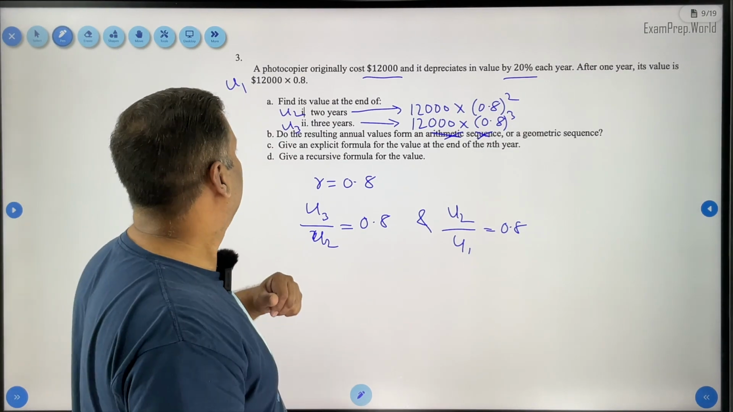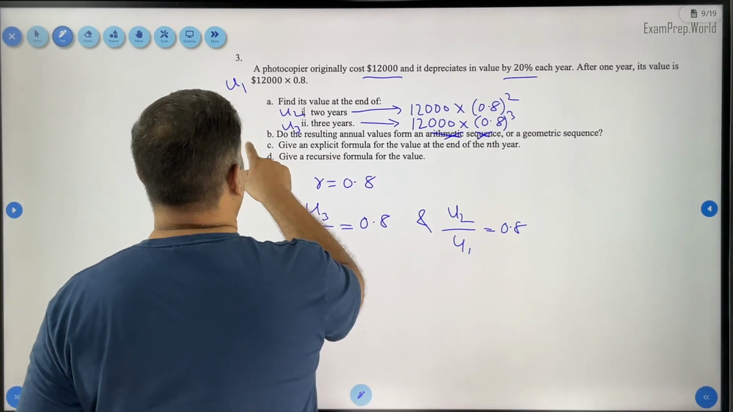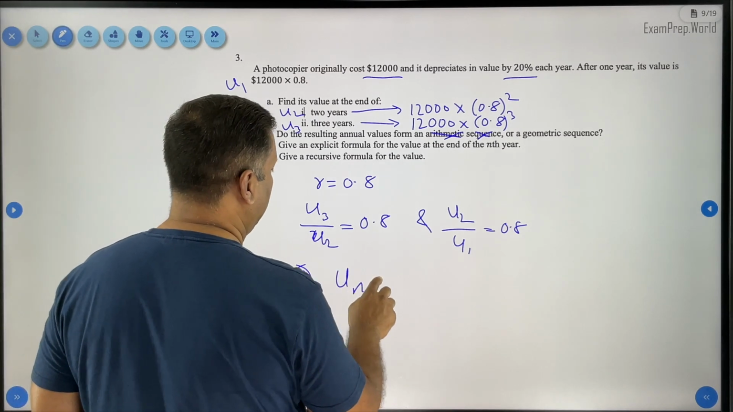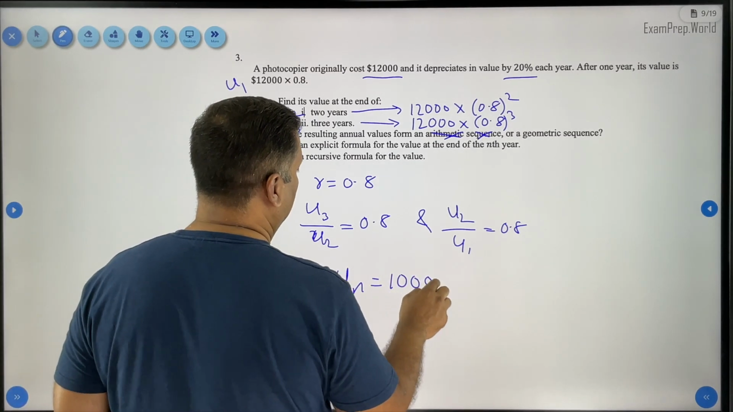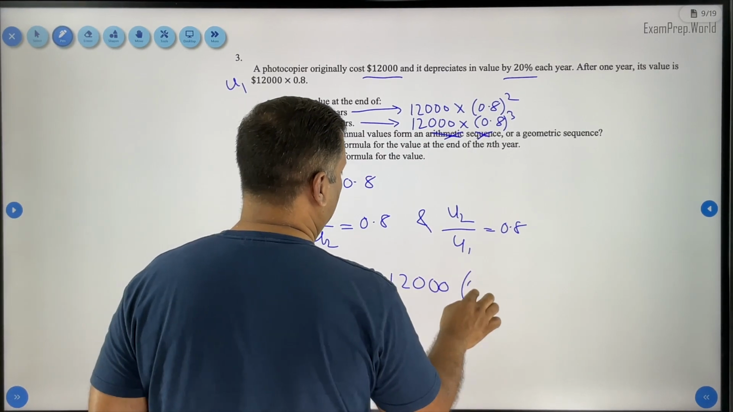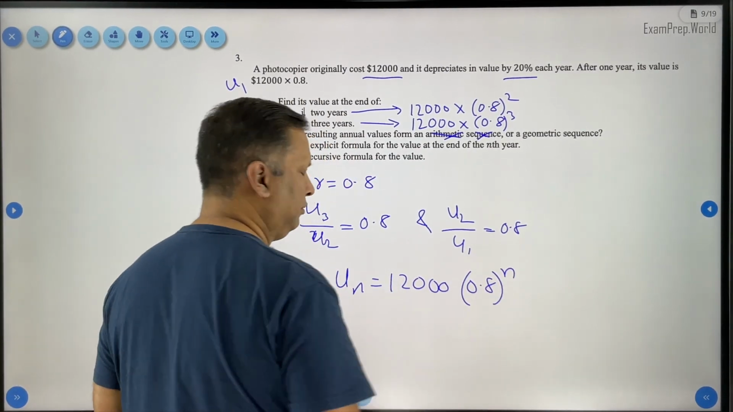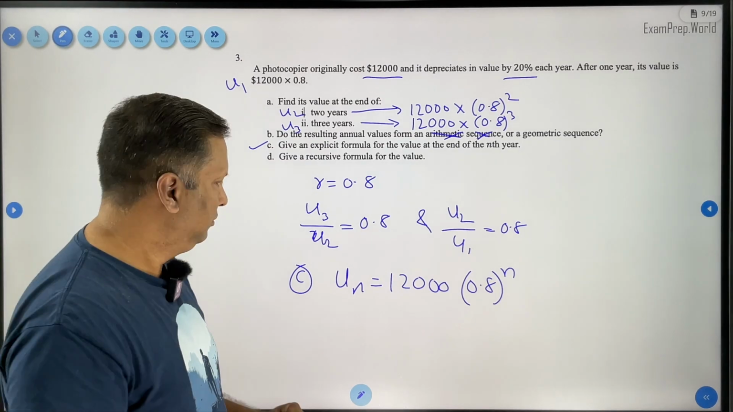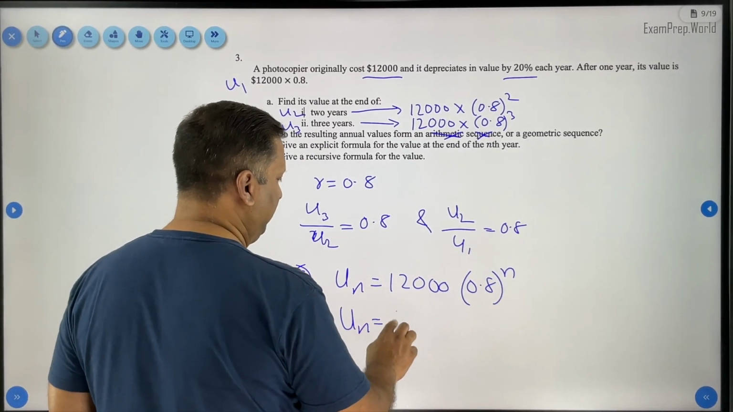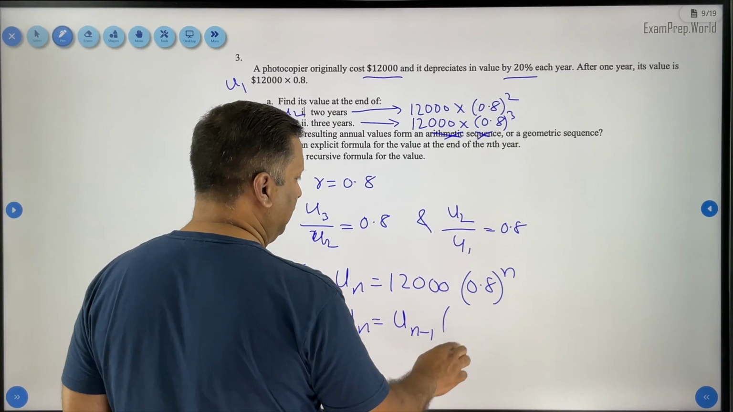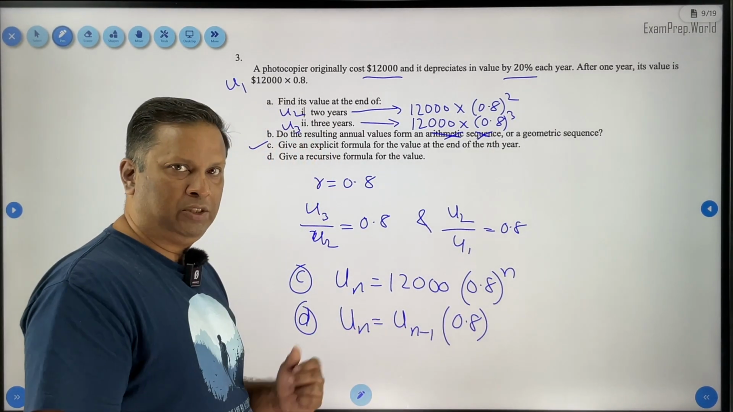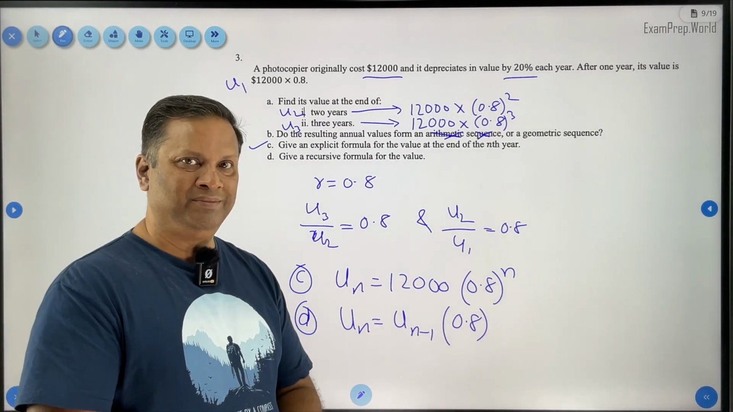Okay. Now C, explicit formula. So Un equals $12,000 into 0.8 whole to power n. As simple as that. And recursive: Un is the previous term, obviously U n minus 1, times the common ratio, 0.8. Explicit and recursive formulas done.